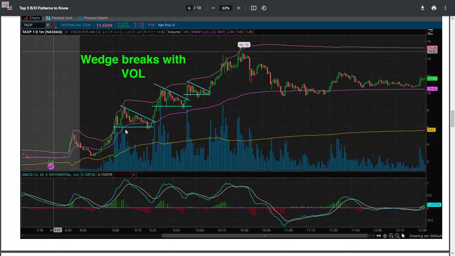Notice the flag and the initial pop into the flag, wedge, super duper volume. Flag starts to take shape, volume dies down. Squeeze out of said flag, volume comes crazily back in. Into new said flag, volume starts slowly kind of dying down. So over and over and over, rinse and repeat, right?